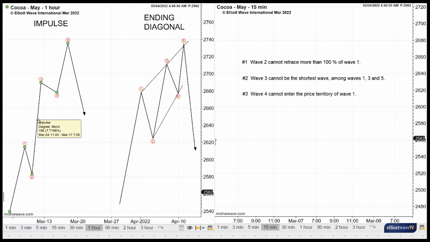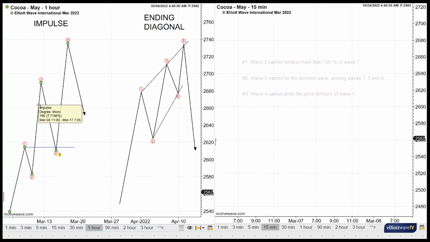The third and final rule is that wave 4 cannot enter the price territory of wave 1. This means that wave 4 cannot move beyond the end of wave 1, and if it moves below that level, it would negate the idea that this is an impulse, and we should look for a different pattern to justify the price action. And that really is it. If we are able to identify a pattern that meets these 3 rules, we have an impulse wave.